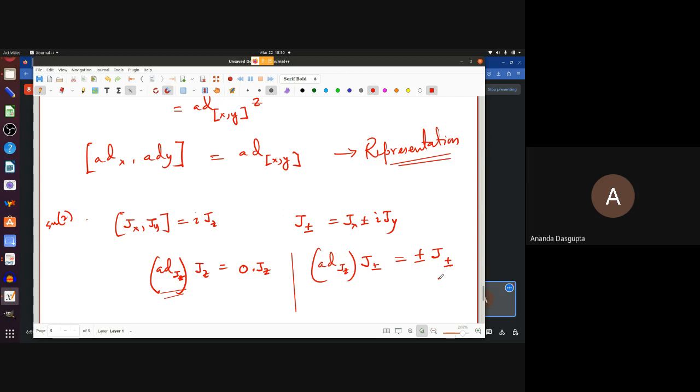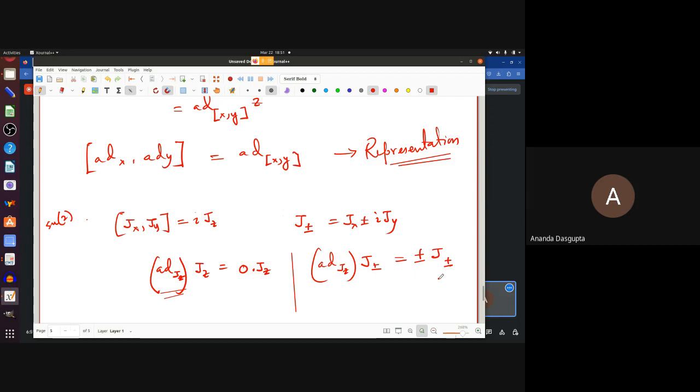In fact, if you ever wondered where we came up with J plus minus from, we had Jx, Jy, Jz, right? How did we arrive at this J plus minus thing? The answer is we just looked at the eigenvectors of ad Jz. And by virtue of the fact that ad Jz actually meant commutator, you could see that J plus was a raising operator for eigenvalues of Jz. J minus was a lowering operator, and Jz itself kept the eigenvalue unchanged.